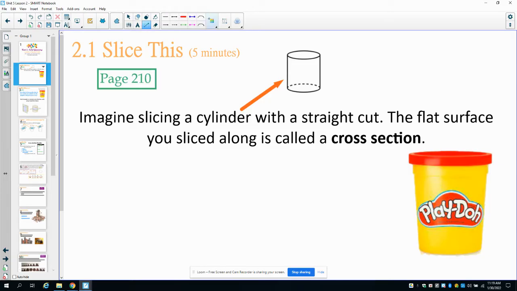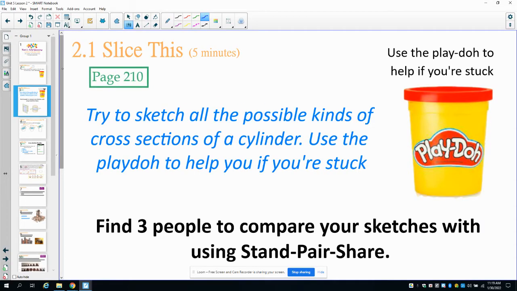A cross section is what you get when you take a slice. If you were to mold this cylinder, slice it, and open it up, you would look at the two-dimensional shape along the slice, like a triangle, a rectangle, a circle, those types of things. So if you have clay or something like that, you can do that.